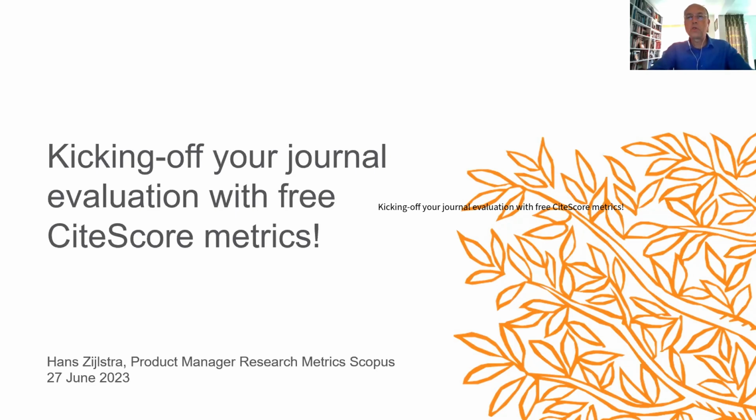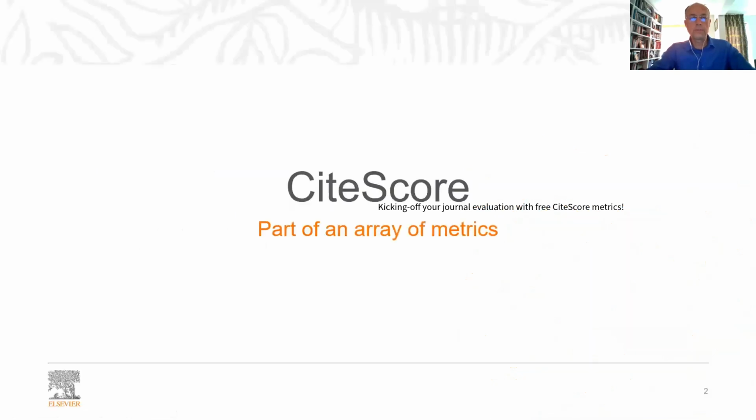I would always say for Scopus and not so much only for Elsevier, because again, in many cases, we have to think about Scopus as a publisher agnostic database. So today I'm going to talk about how to kick off your journal evaluation with free CiteScore metrics. As you may all know, CiteScore metrics are in the free zone of Scopus.